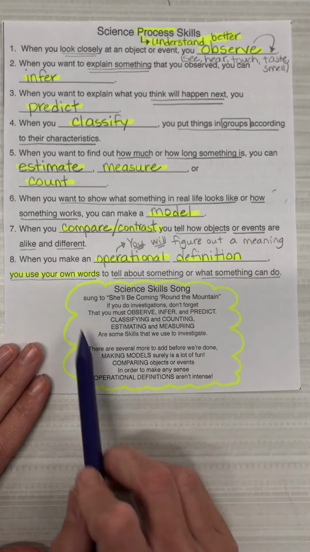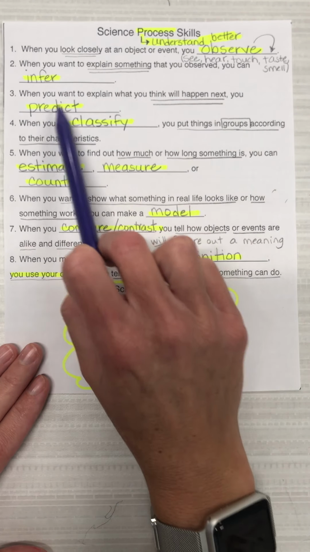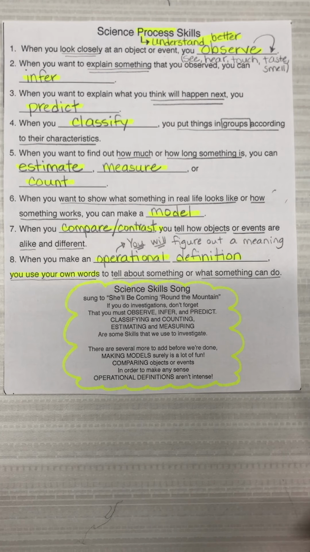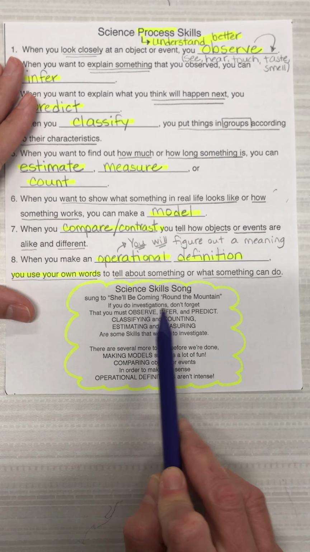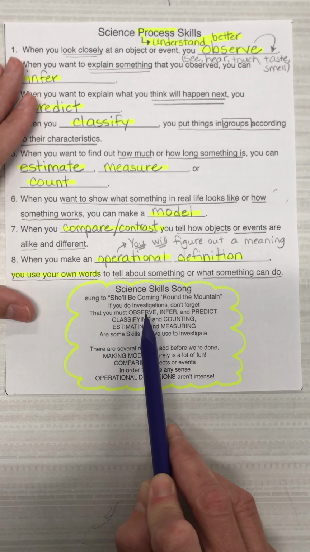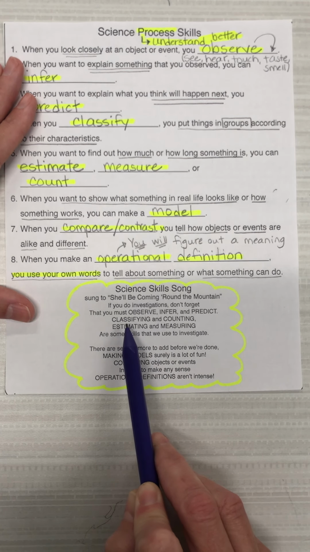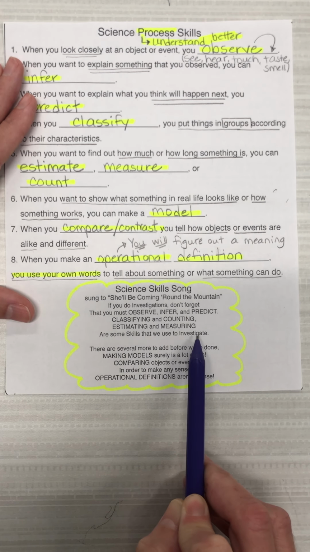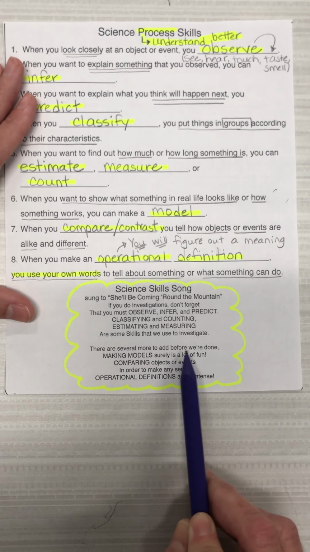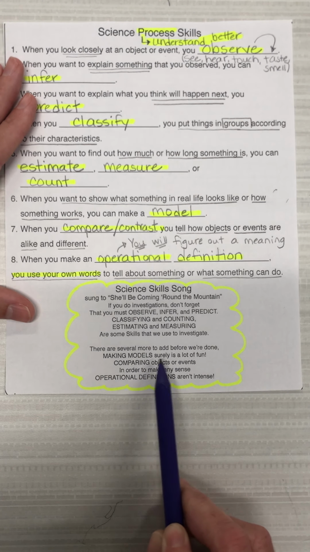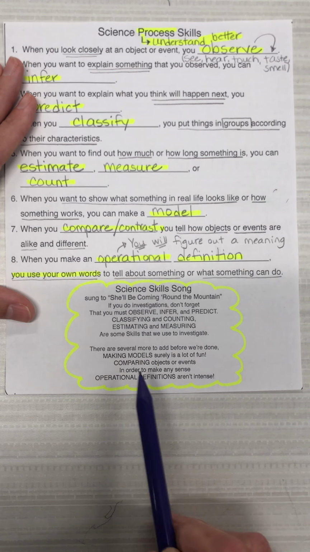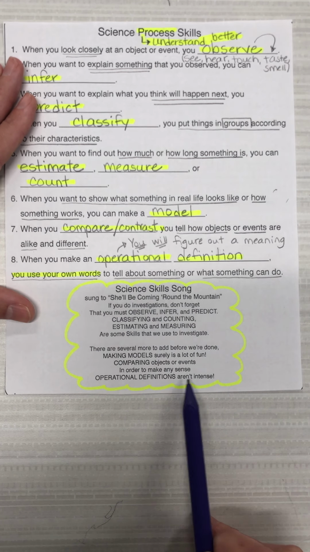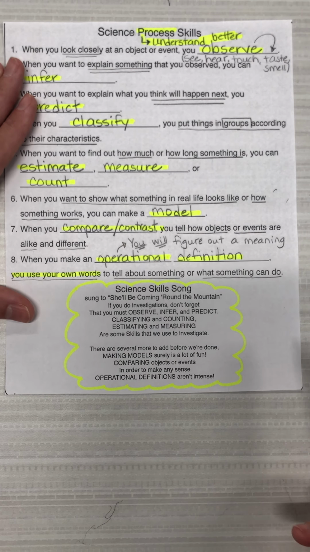So here it is with the words that are all your process skills that you're responsible for studying and learning about as a scientist. If you do investigations, don't forget that you must observe, infer, and predict. Classifying and counting, estimating, and measuring are some skills that we use to investigate. There are several more to add before we're done. Making models surely is a lot of fun. Comparing objects or events in order to make any sense. Operational definitions aren't intense. Yee-haw.